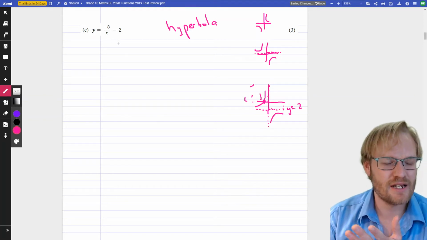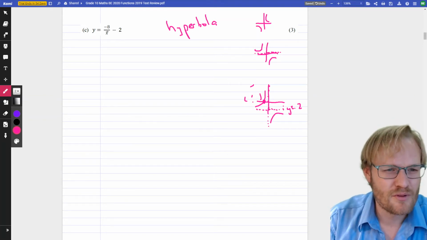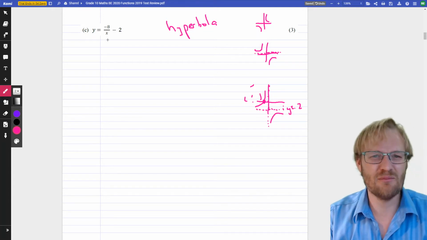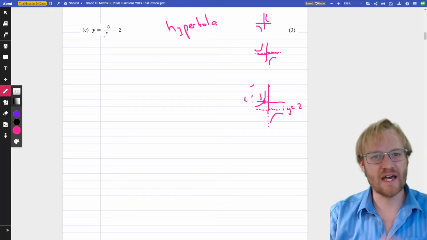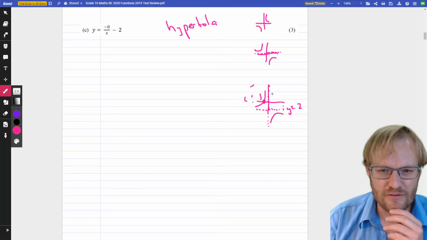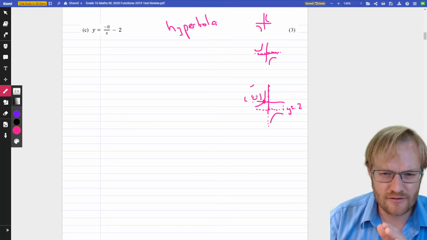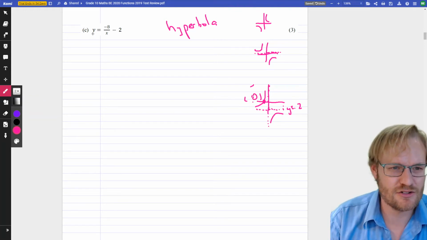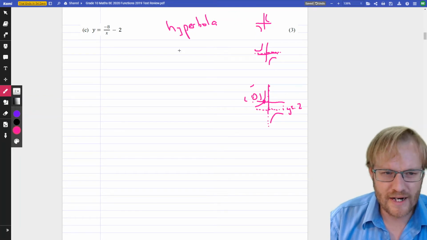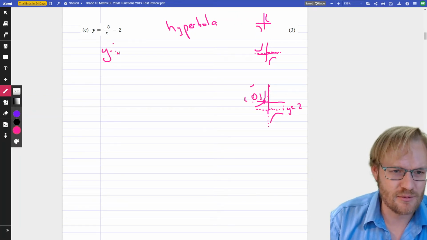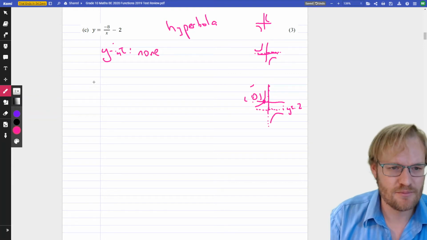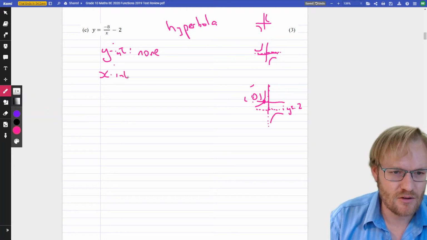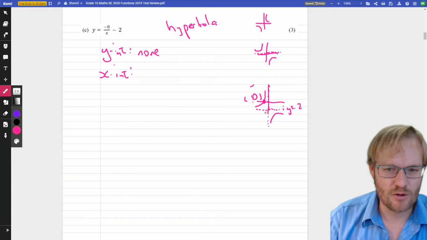The second thing that comes to mind is that we can never let x equal 0, because then we're trying to divide by 0. Sorry, no can do. So we've got this, and we know that we're going to have to find this value here. So let's do some of this. Y-intercept: none. There's no y-intercept. X-intercept, well, we know that the y value is 0.